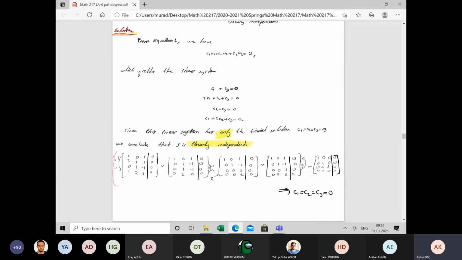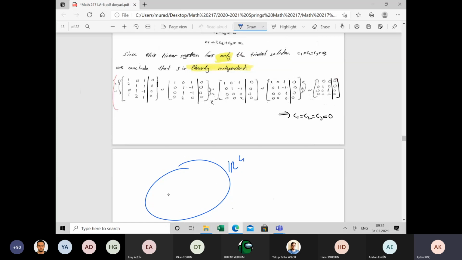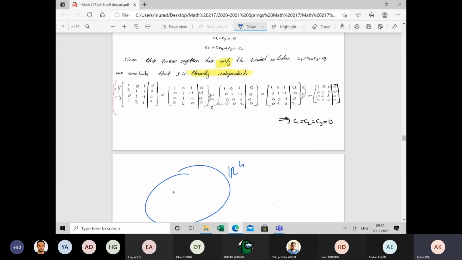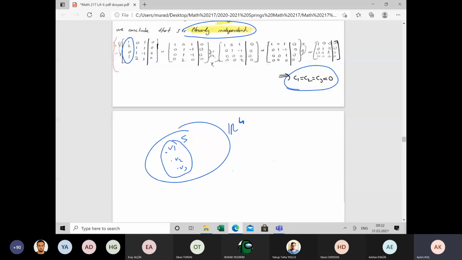And here the R space is R to the 4. S contains the 3 vectors V1, V2, V3, and the R space is R to the 4 because every vector here has 4 components. So S contains V1, V2, V3, and we get only the trivial solution, so S is linearly independent. What does it mean that S is linearly independent?